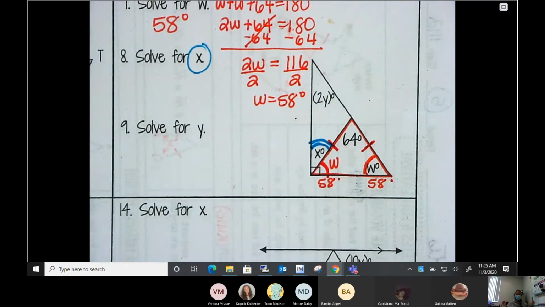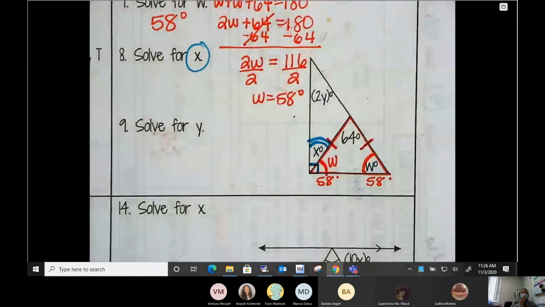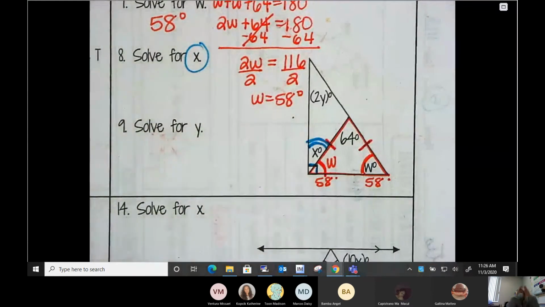Can you subtract it from 90 or something? So it's not vertical. Vertical means it makes an X. Why would I subtract it from 90? It's like the right angle. There we go. There's a right angle right here. So I already have 58 of the 90. So to figure out what's left over, I'm just going to subtract. 90 minus 58.